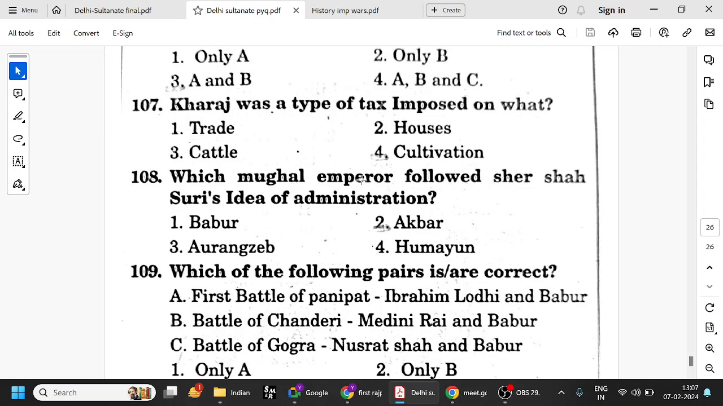Which Mughal emperor followed Sher Shah Suri? This will come in Mughal, very important. Akbar. So before Akbar, Sher Shah Suri's land administration was very prominent, and Akbar also initially followed Sher Shah Suri's land administration for some time, and later he followed the Todarmal Bandobast.